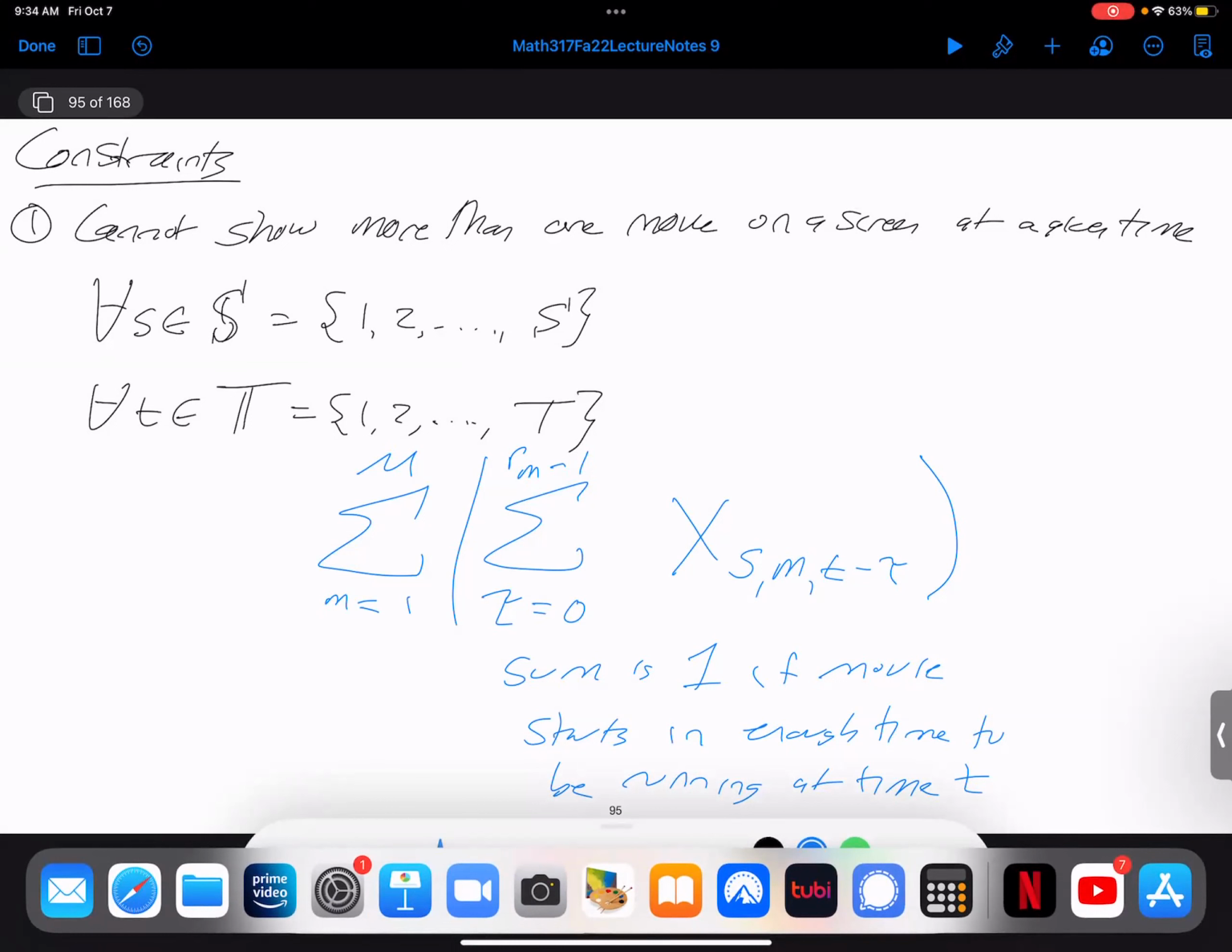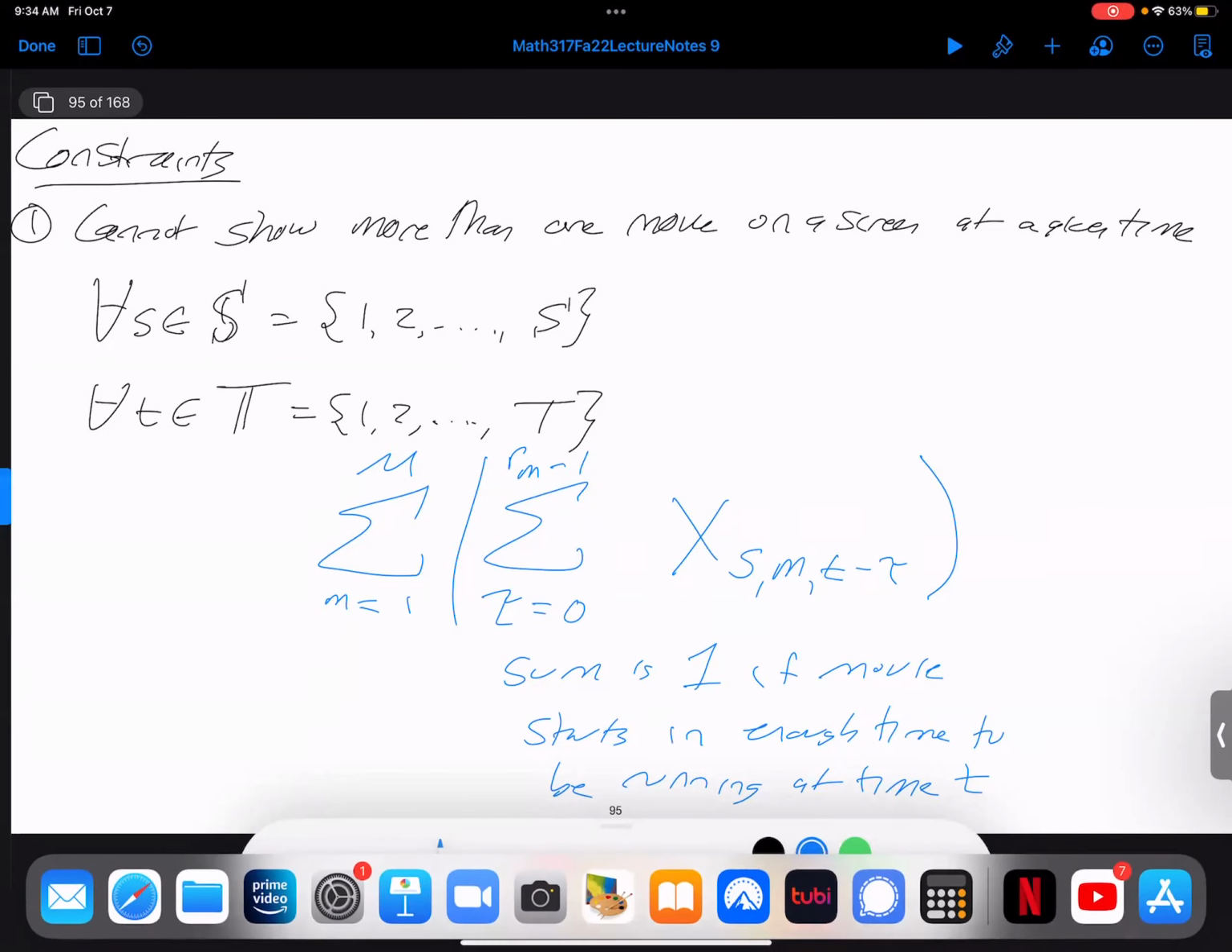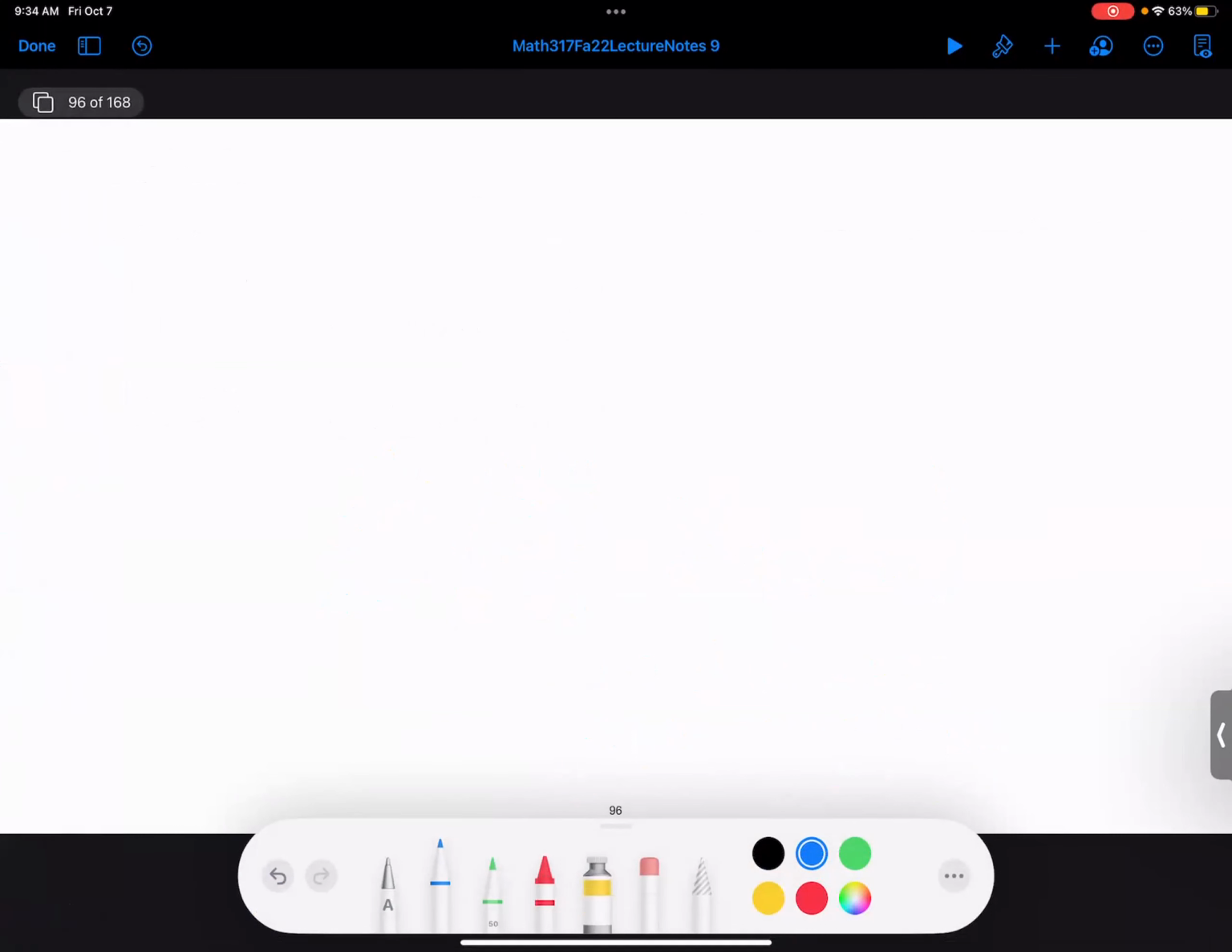You can't show more than 1 movie on a screen at a given time. So this was focused on a screen. So rather than focusing on a screen, what could we focus on next? So the first constraint was dealing with a screen. What's the next constraint?